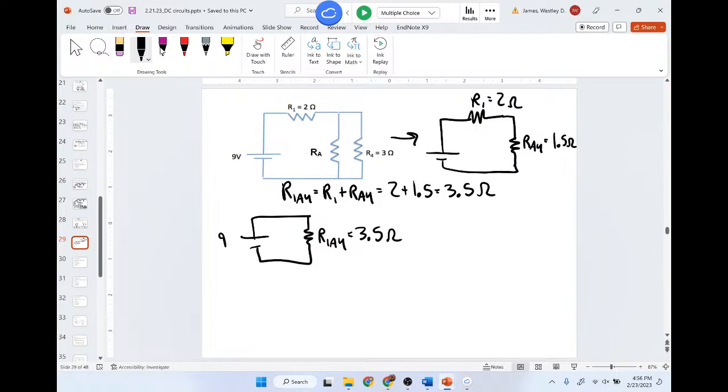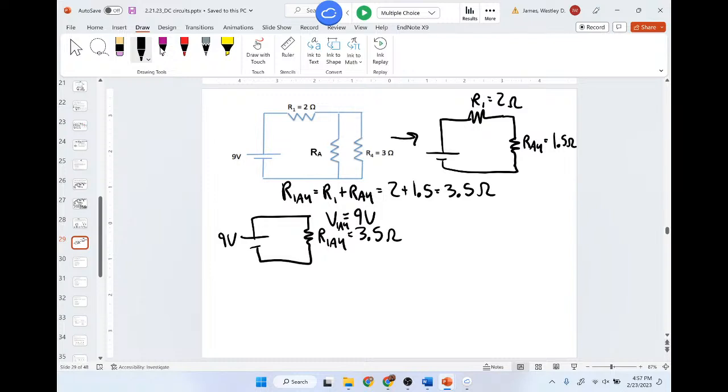All right, and we still have our 9-volt battery. Now we're going to start to see the magic of why we did this. Why did we get R1A4? Nowhere in the problem did it say find the net resistance of the whole circuit, and yet we have to do it to work backwards. So, here is why. I have one resistor and one battery, so I can use our favorite equation, V equals IR. The voltage of 1A4 is the voltage of the battery because it's the only thing in the circuit.